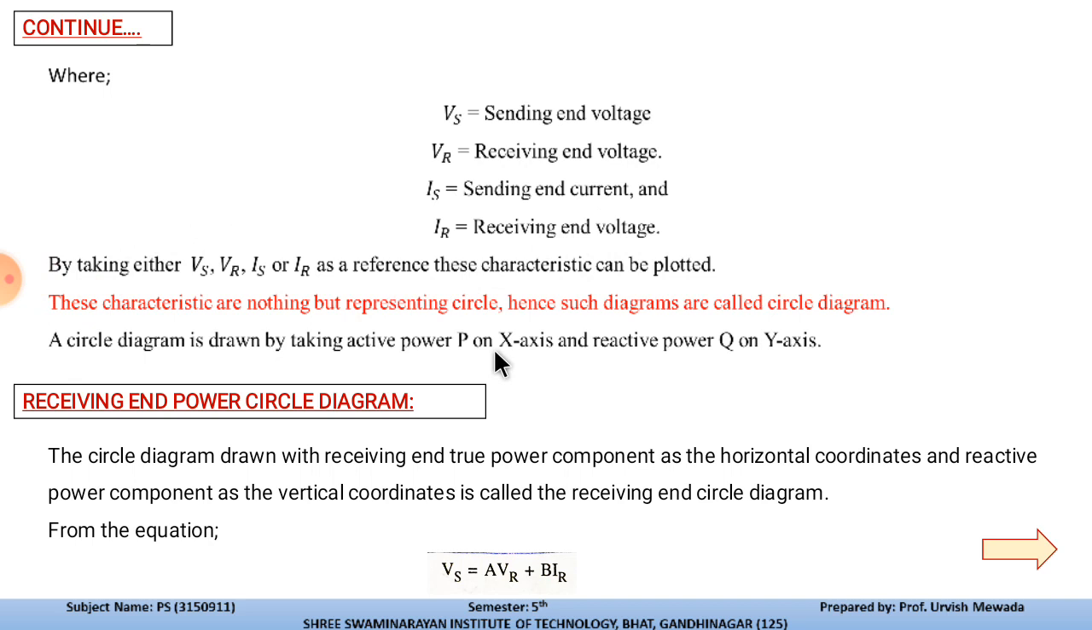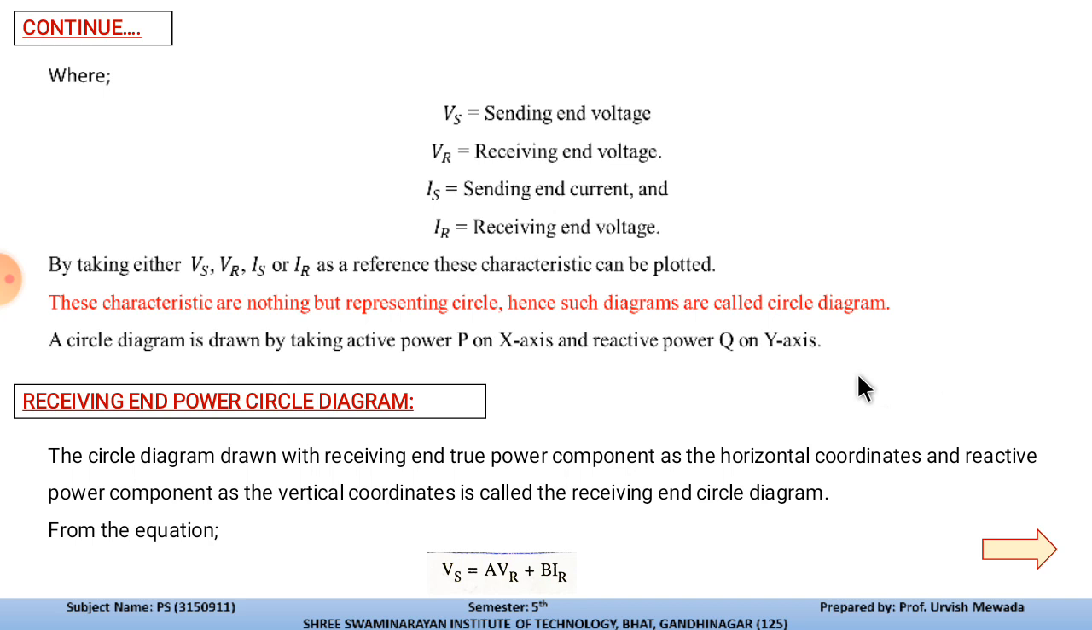Now by taking either VS, VR, IS or IR as a reference, these characteristics can be plotted. So we can take any of these as a reference to plot the characteristic and to plot the circle diagram of the transmission line. These characteristics represent a circle, and hence this diagram is called the circle diagram. Basically, a circle diagram is drawn by taking active power P on the x-axis and reactive power on the y-axis.